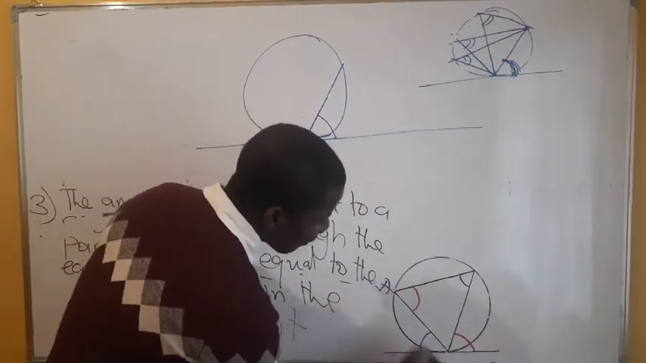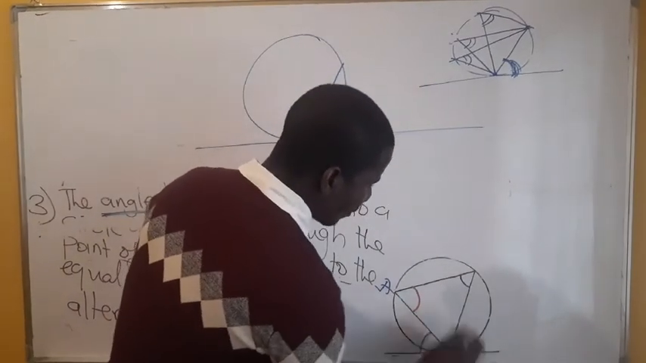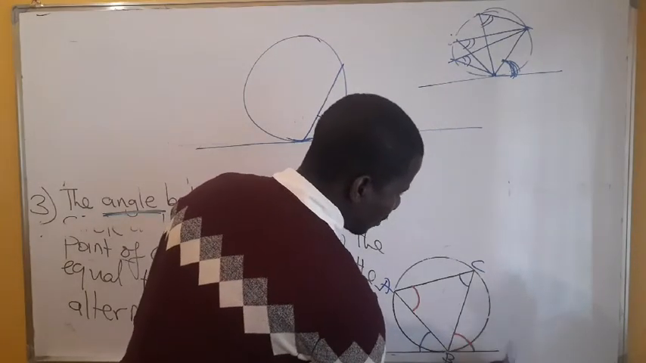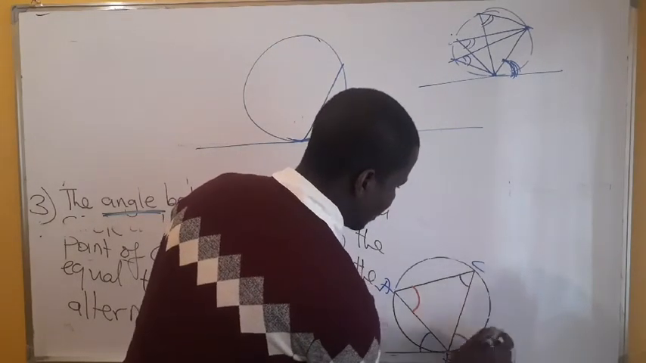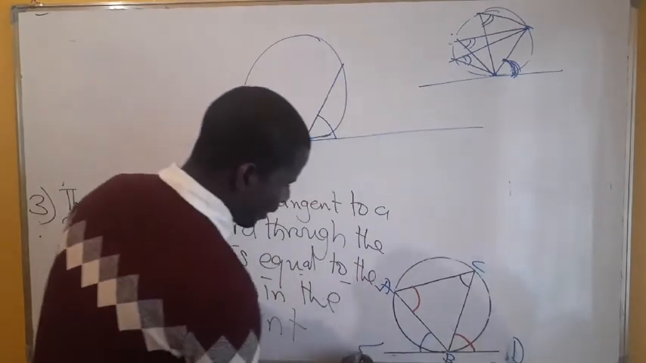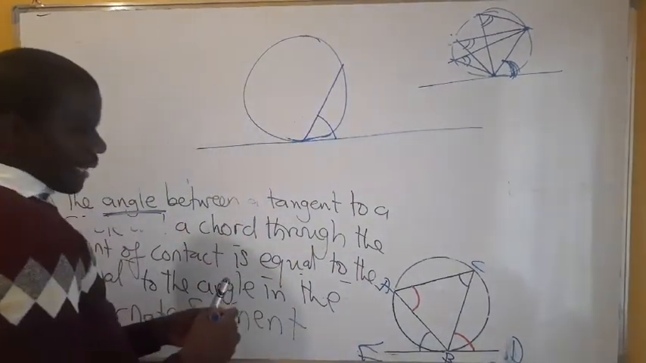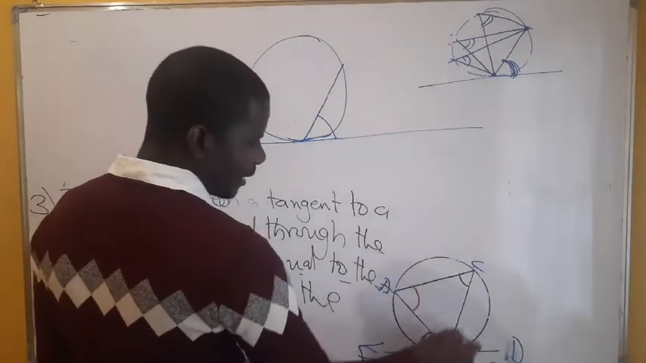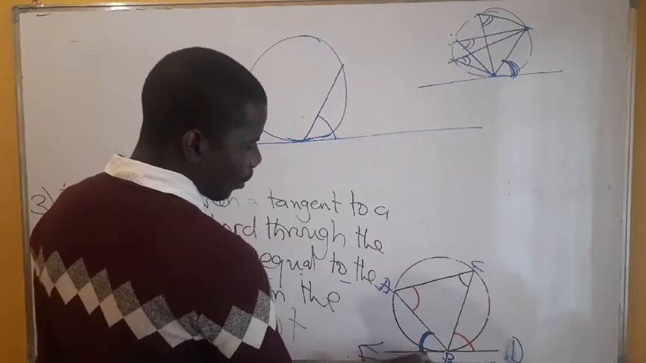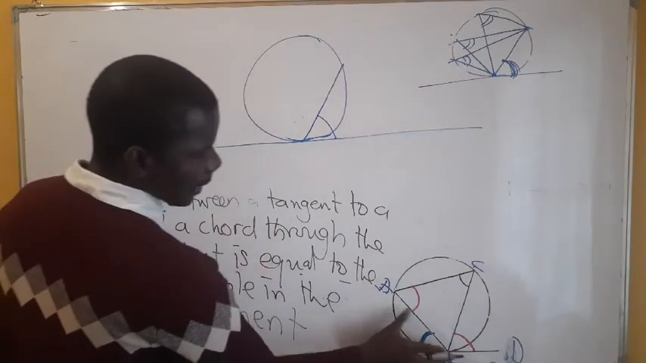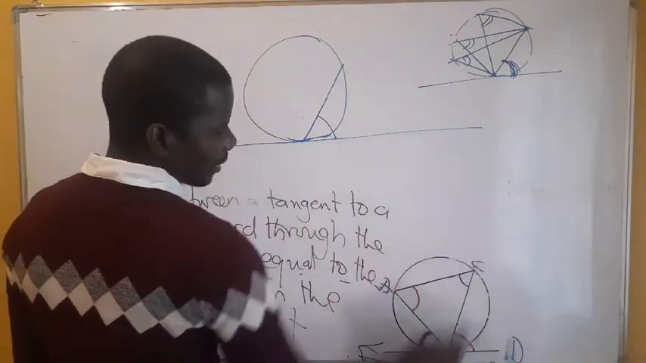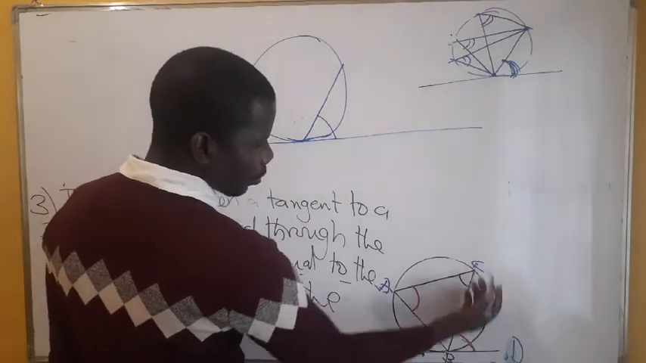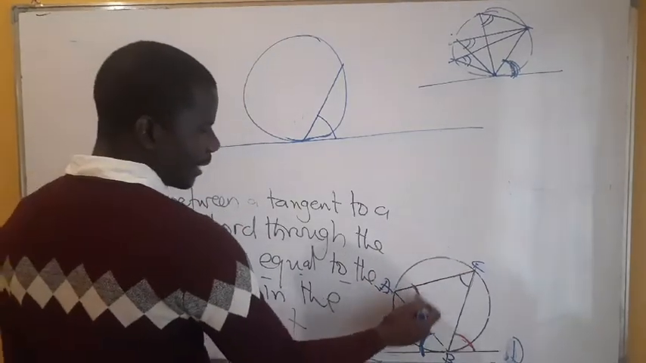Say we have A, B, C, D, E here. So we are saying this angle here, which is ABD, is equal to ACB. It's the alternate angle. This is our chord. That angle which is formed in the alternate segment is equal to this one. If we are looking at this one, the chord that we are using is this one. The angle that is formed in the alternate segment is this one.